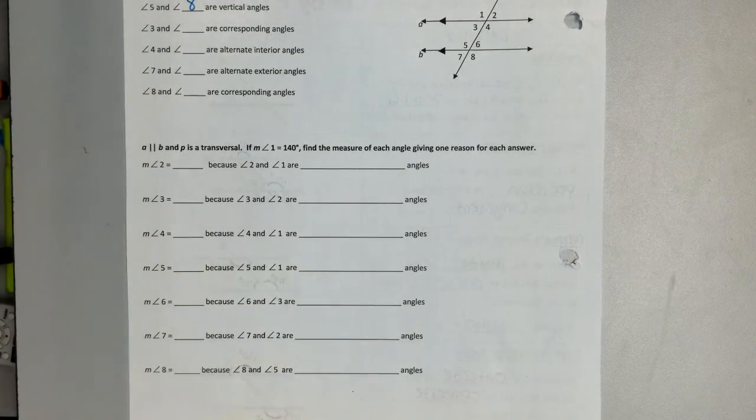Oh, and vertical angles, just ignore this. These are vertical. These are vertical. Ignore this. These are vertical. These are vertical. Okay?